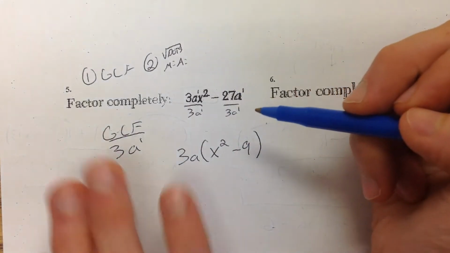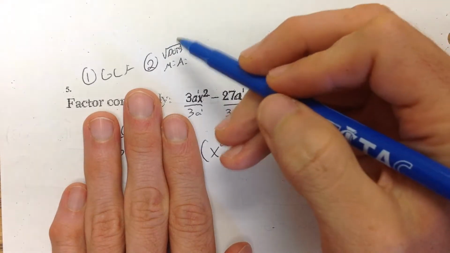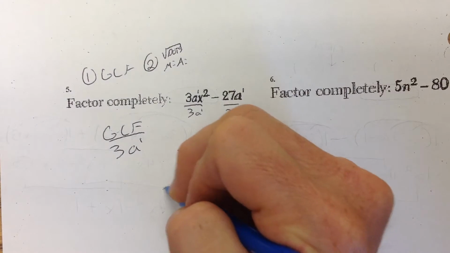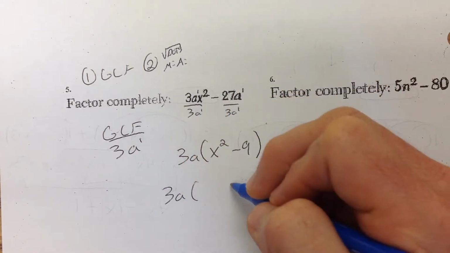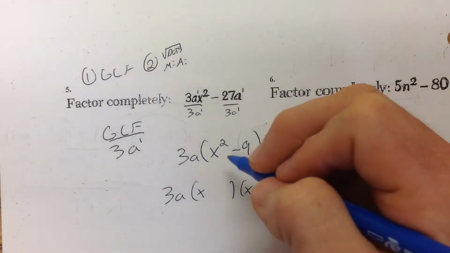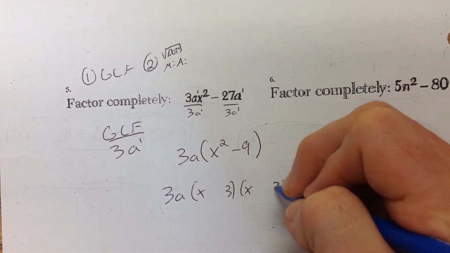Now, this time, if we look inside of the parentheses, there are only 2 terms, so that leads us to dots. All right, and the way that dots work is we basically say, all right, what's the square root of x squared? And that would be x. What's the square root of 9? That would be 3.